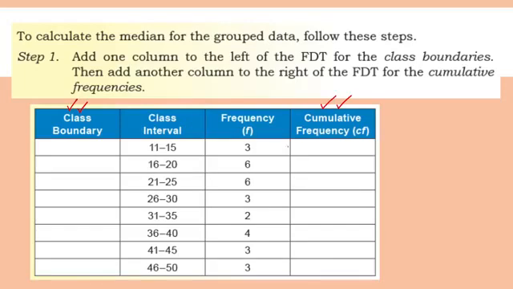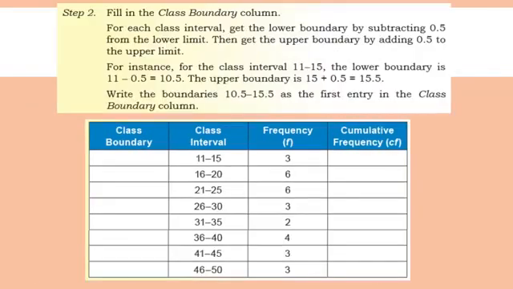But in my second example, I will not be adding a column for class boundary because I will be teaching you the simpler way. Okay? We will not add a class boundary column, but instead, we will go directly to the CF column. That's for my second example.